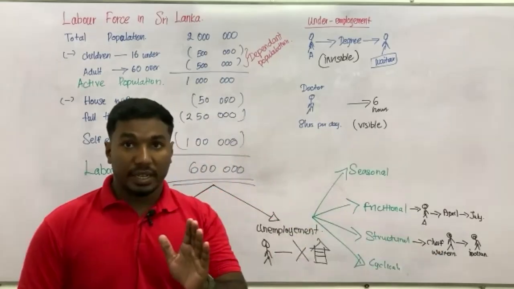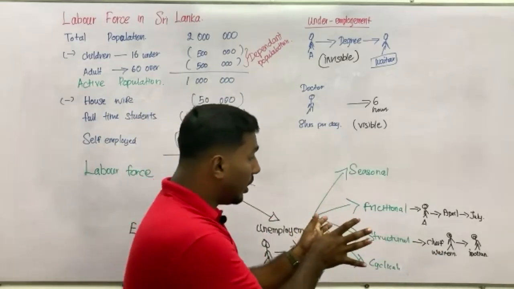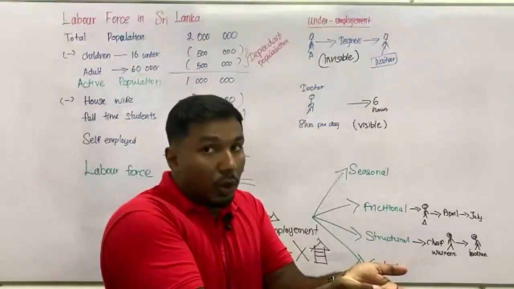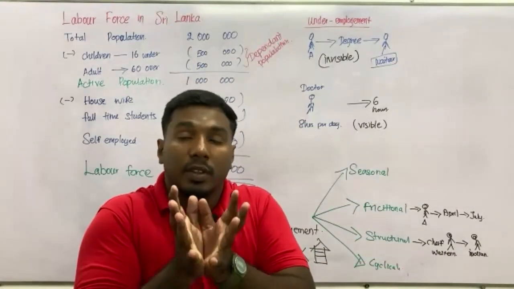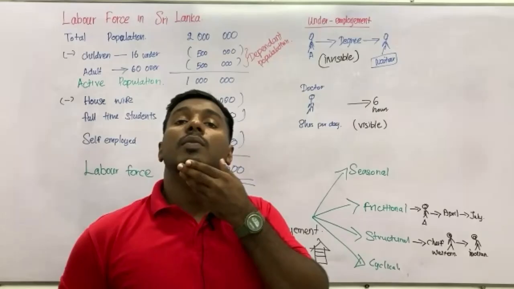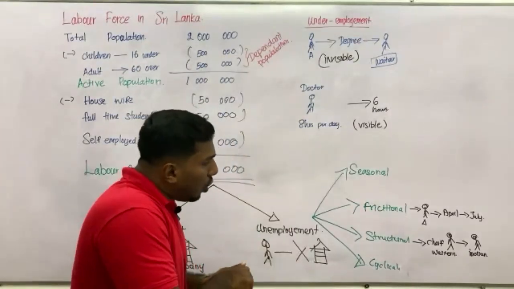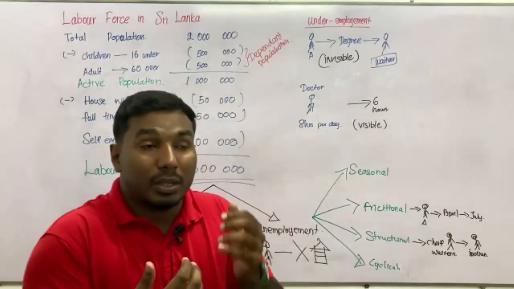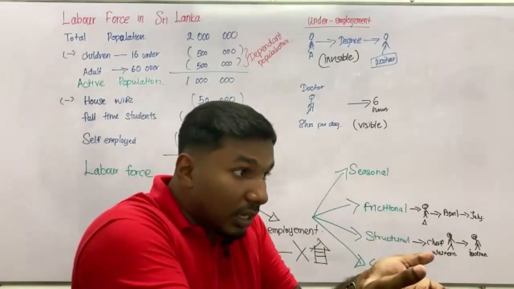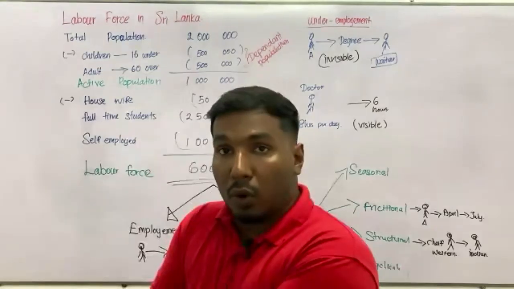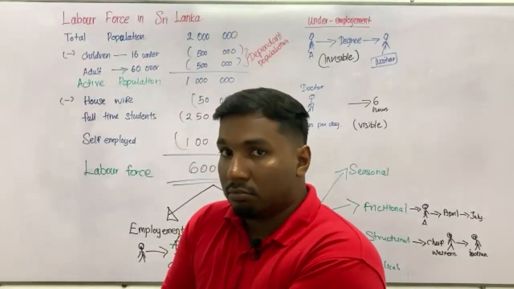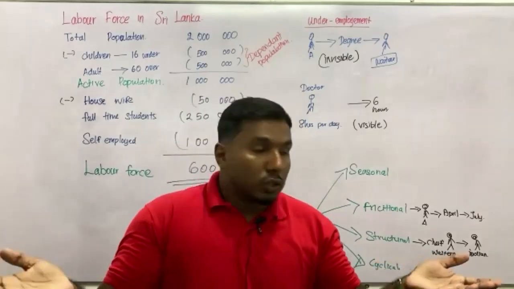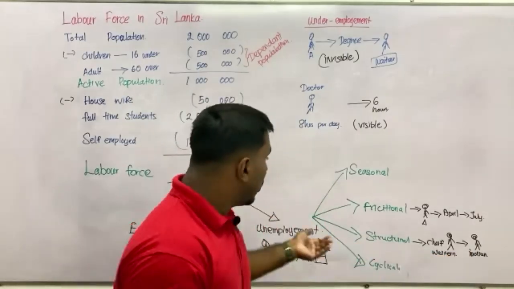The company needs a chef who can cook Western food, but the existing chef can only cook Indian food. So he doesn't know how to cook Western meals. Okay, so Western items. So this is known as structural unemployment. The owner is expecting Western, but the chef can only cook Indian. The difference, right? So that is known as structural unemployment.